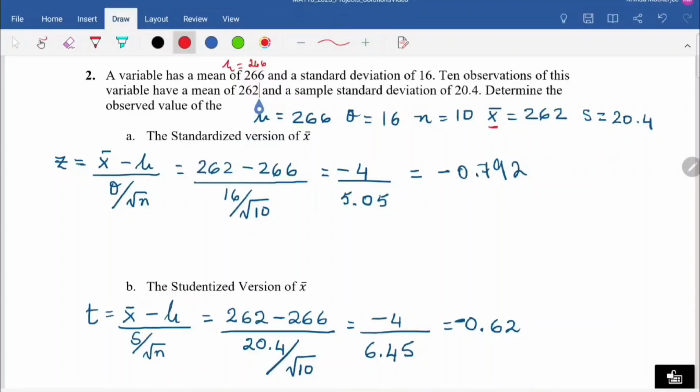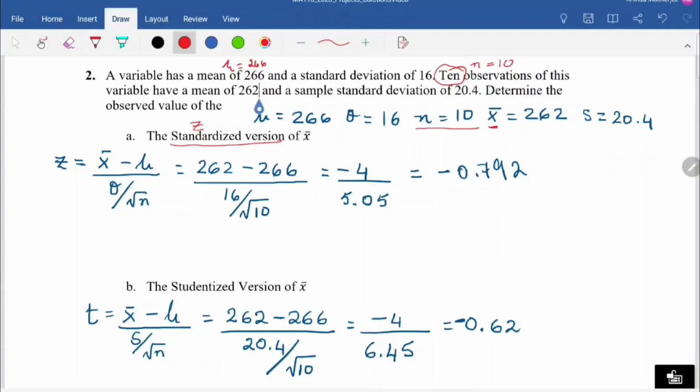All right. Determine the observed value. So standardized version means the Z value. So the Z formula that you're going to use is X bar minus mu. However, because we are working with sample means here, it has to be X bar minus mu over sigma divided by square root of n. We have to factor in the sample size. And what's our sample size here? N equals 10.